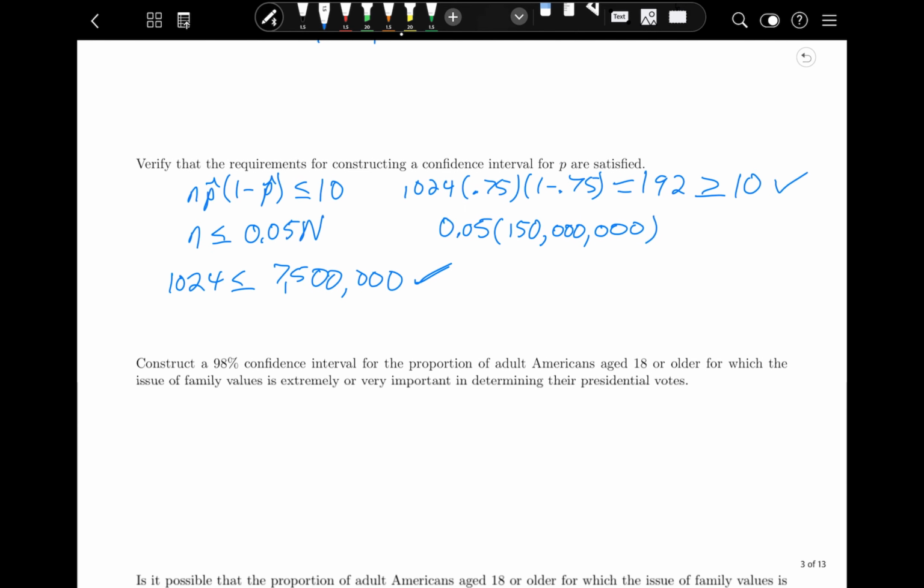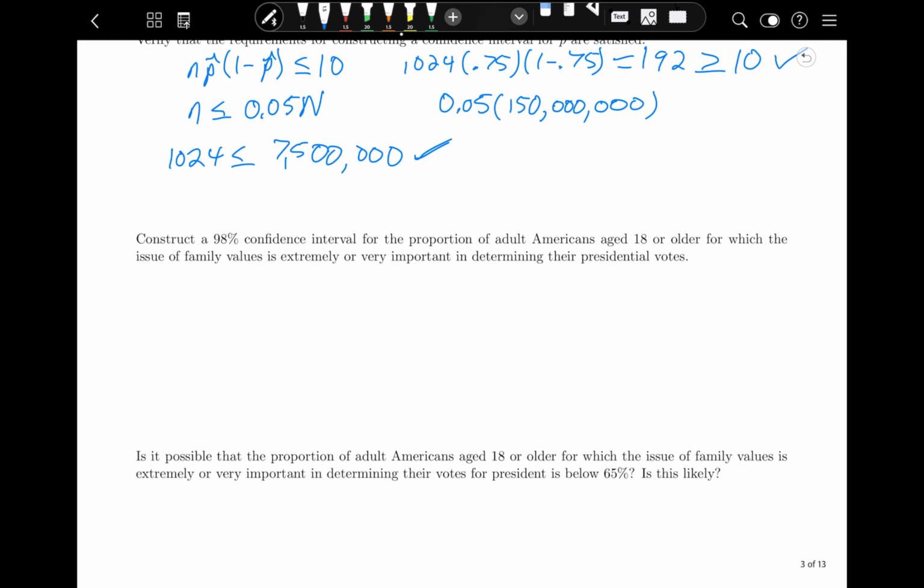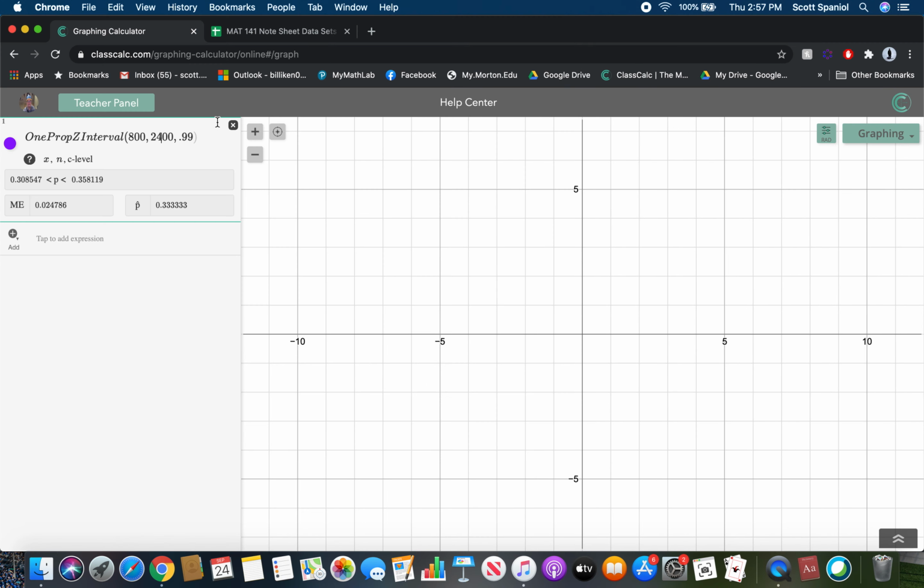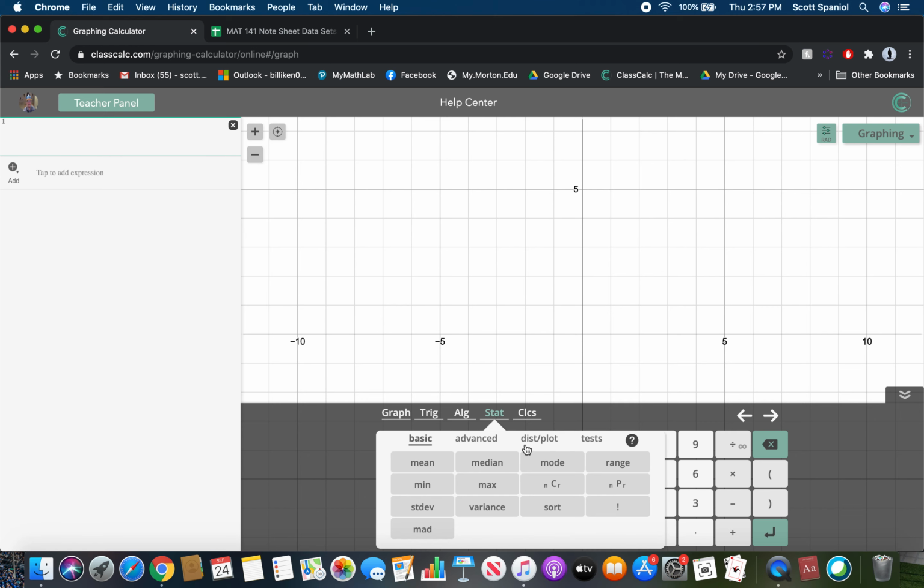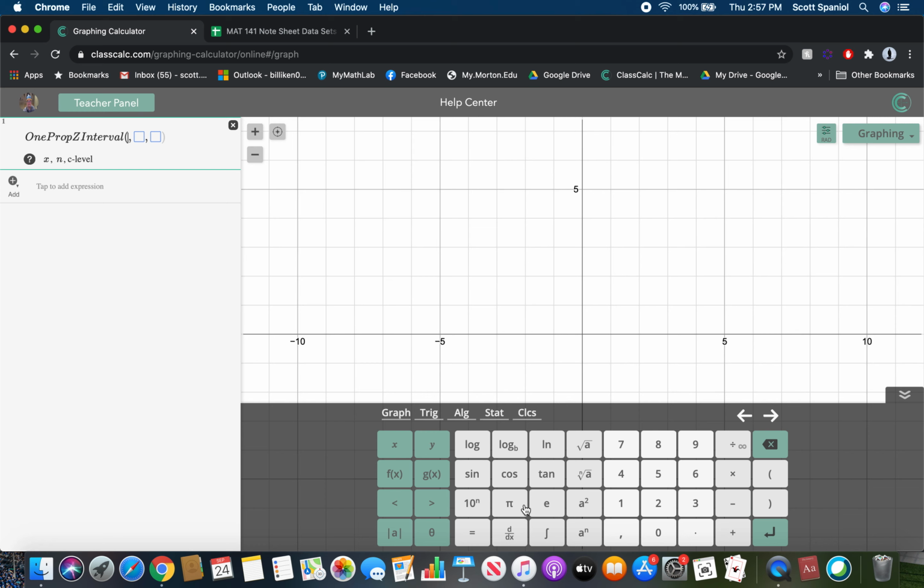a confidence interval here. Okay, so once again, we're going to do the one prop z int. That's what we're going to be looking for. So when we go into the calculator, you can type it out like before, or I'll just show you where it is again. You go to stat, tests, one prop z int, and then you just have to put in x, n, and the confidence level. So in this case, x is 768, n was 1,024, and our confidence level is 98%, so 0.98.